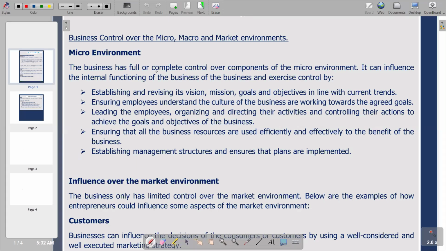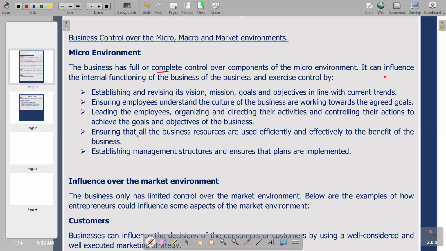So we go to our information on the microenvironment. It reads that the business has full or complete control over components of the microenvironment. So it is very important to take note that the business has full control over the health and internal functioning of the business, and exercises control by the following. Of course, we are going to look at some components of the microenvironment and how they are controlled by the business.